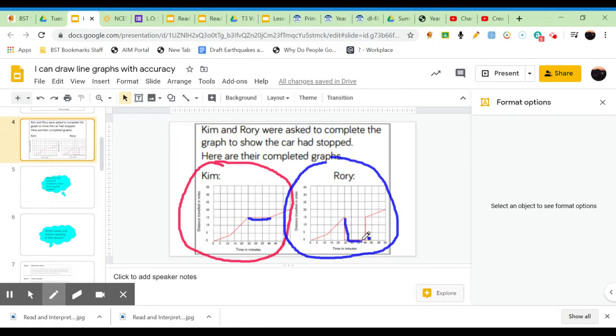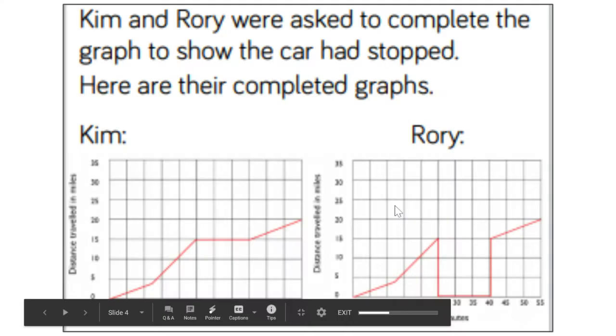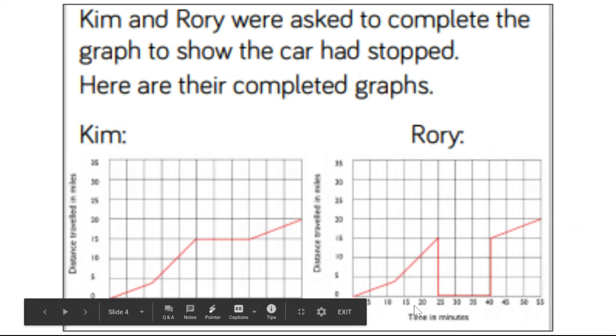I'm just drawing in those sections. But I think we can probably gather there is a slight problem with this. Who has drawn the graph correctly? Well, let's just open this up a little bit more to make it bigger so we can see both. Right. So, first of all, let me just hide this out of the way.